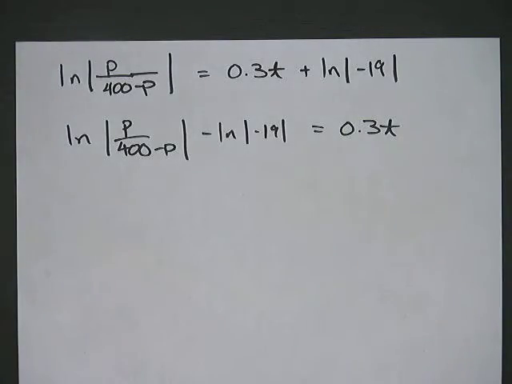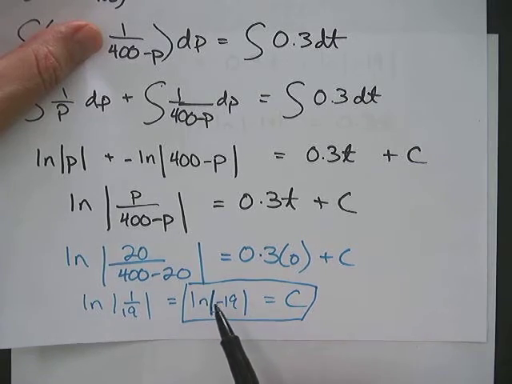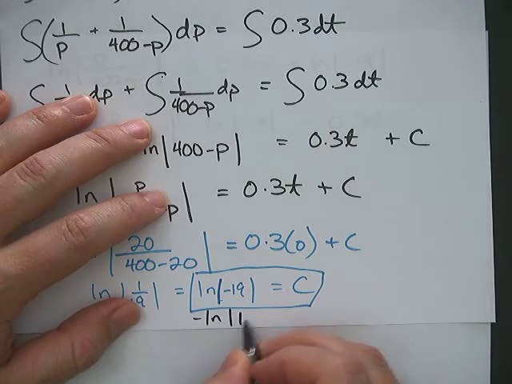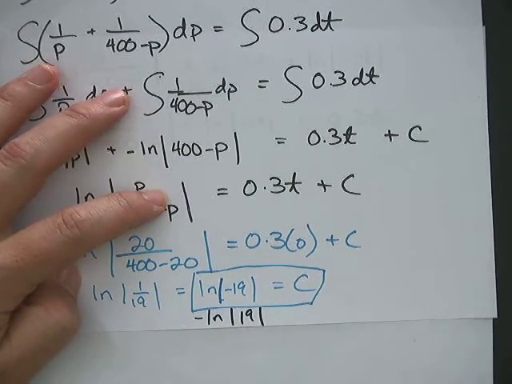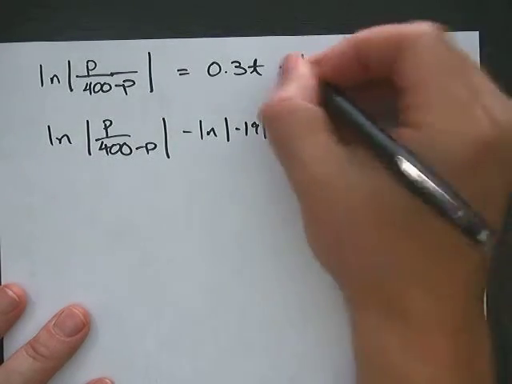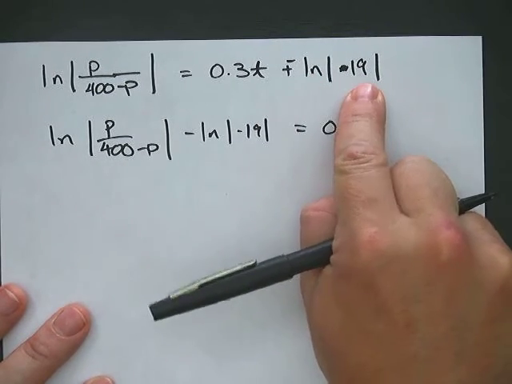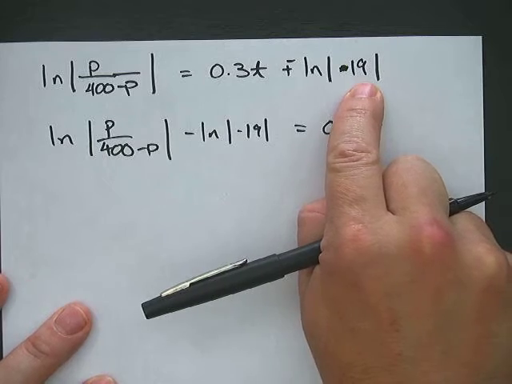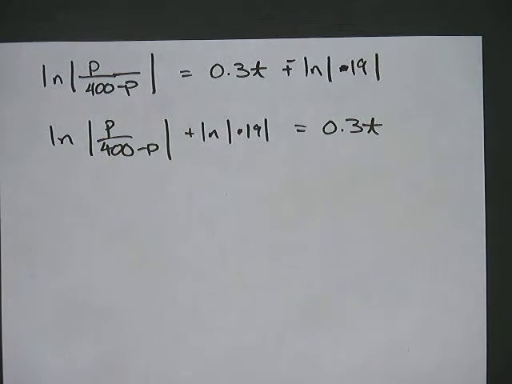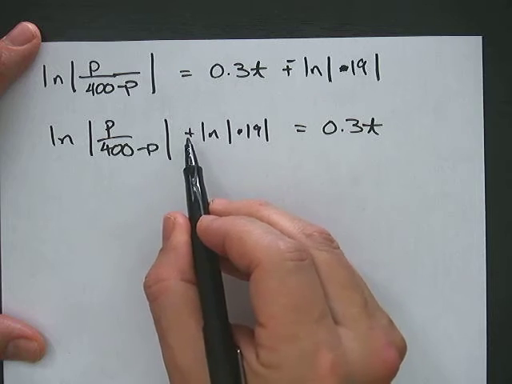Earlier in the problem, ln of 1 over 19 is not equal to ln of negative 19. It's actually equal to negative ln of 19. So that changes things up. Let's go back here. We're still trying to solve that initial condition, but this is positive and this is negative. So it's minus ln of 19, positive 19. When I move this to the other side, it becomes plus, and this is also positive. That fixes the error. Now I'm going to combine these two. Since they're adding, I'm going to combine them by multiplying.